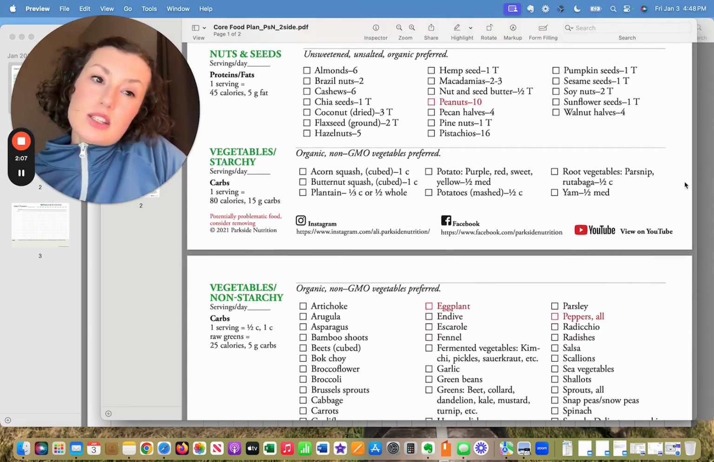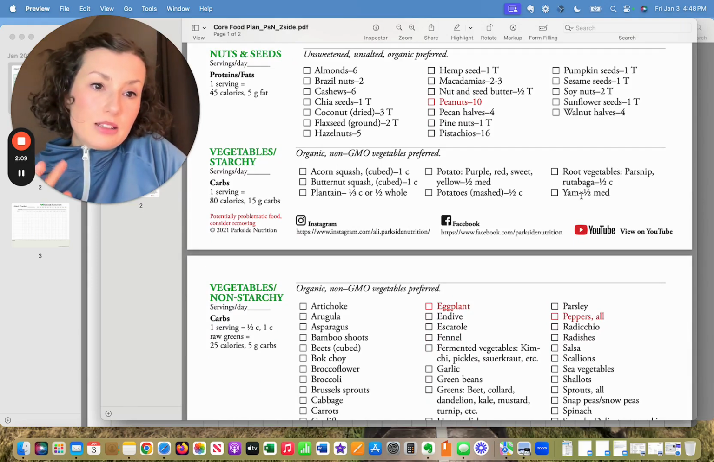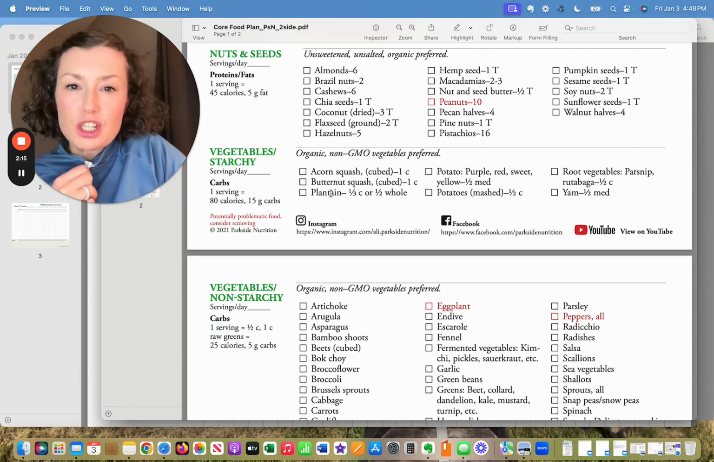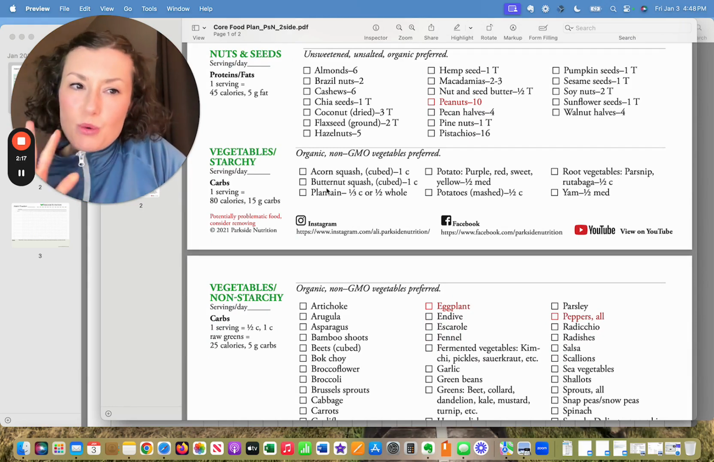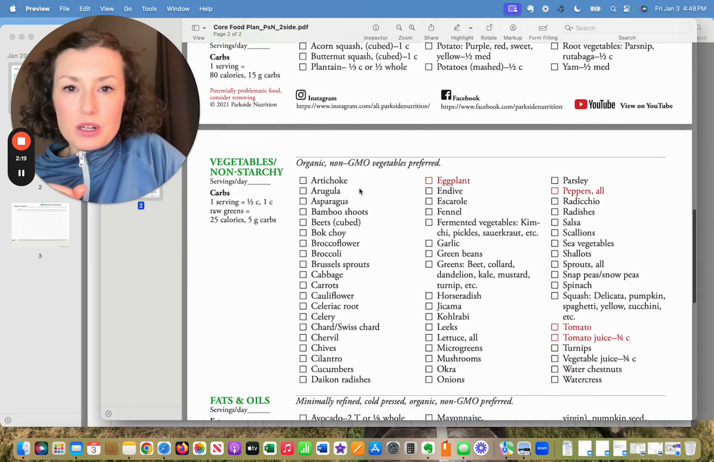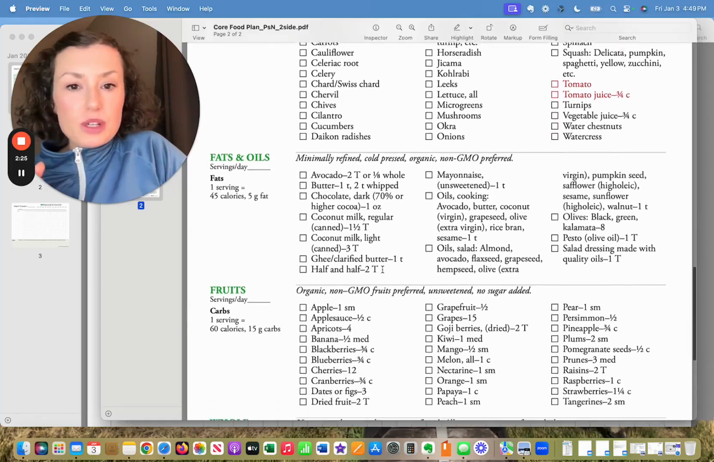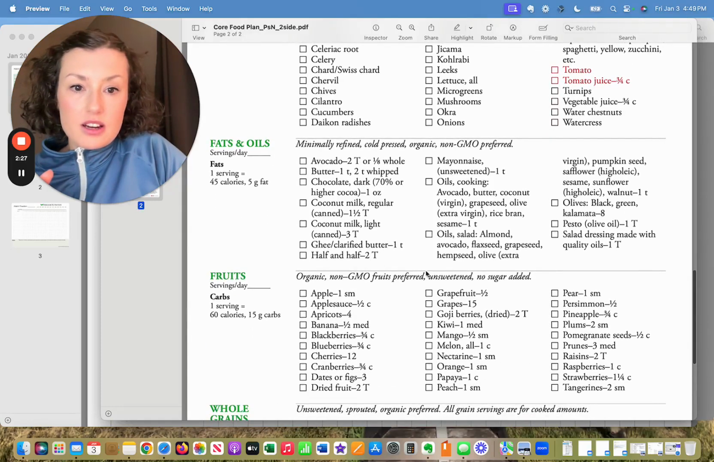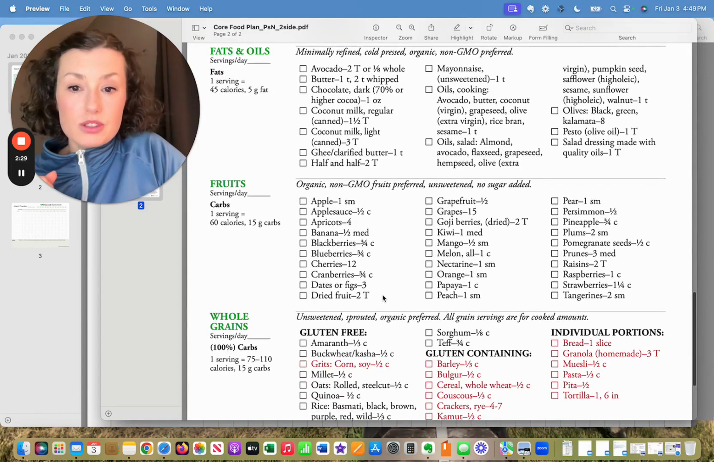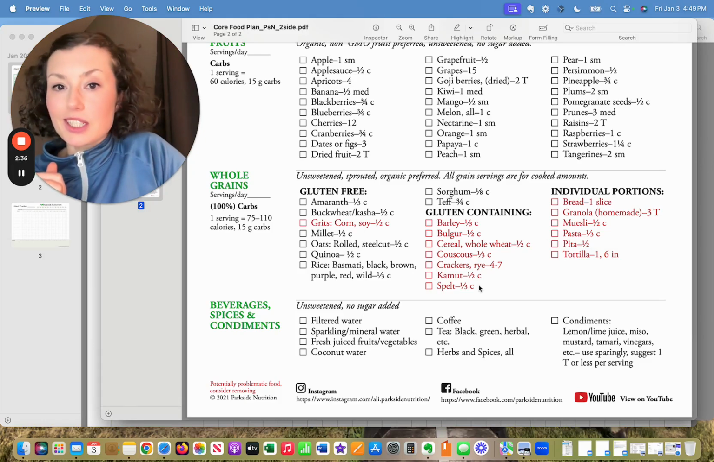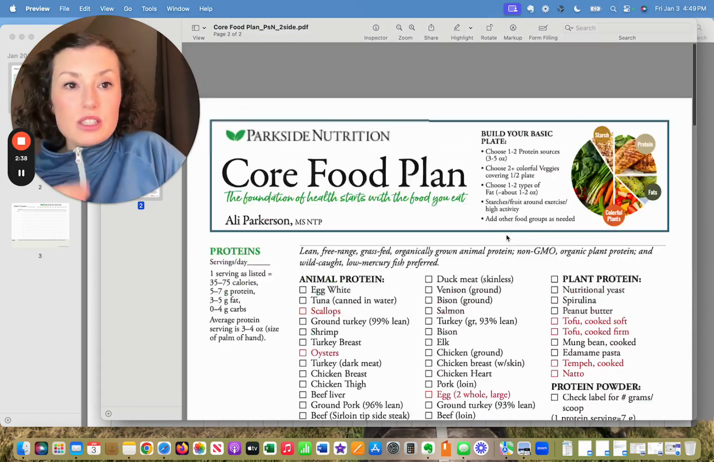Starchy carbohydrates, got some squashes here, some yams, potatoes, things like that. I don't worry about acorn squash being too starchy or butternut squash really, so go wild on those. I'm not really worried about those being high carb by any means, right? And we got some fats and oils here and portion sizes there. Those are good portions. Fruits as well, whole grains, and some gluten containing grains. So if you need to avoid gluten, avoid the ones in red down here. Okay, so this is a good list of foods.